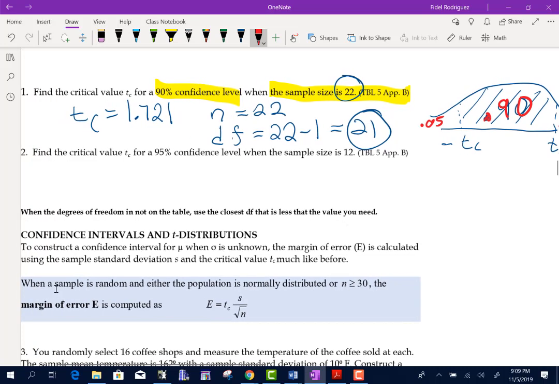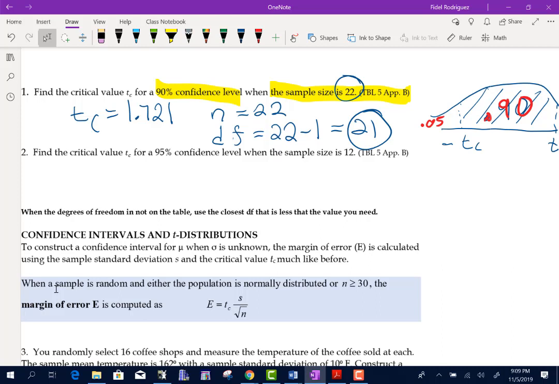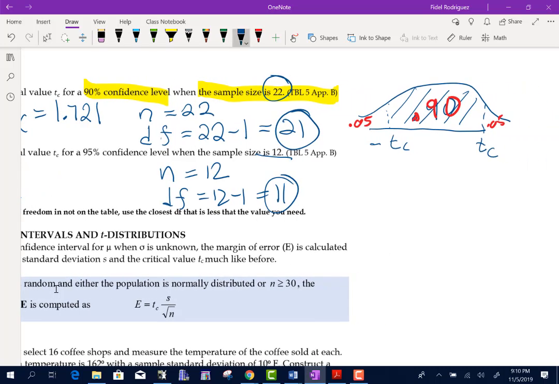Okay, let's do the same thing for number 2. We're going to find the critical value, TC, for a 95% confidence level when the sample size is 12. Okay, so I'm going to find my TC. I know that my n is 12, so that means that my degrees of freedom is going to be 12 minus 1, which should be 11, right? Okay. So I'm going to draw my picture. The reason I'm drawing my picture, I'm going to show you 2 ways to find your TC value, okay? So remember, one of them is going to be negative here. This one will be positive.